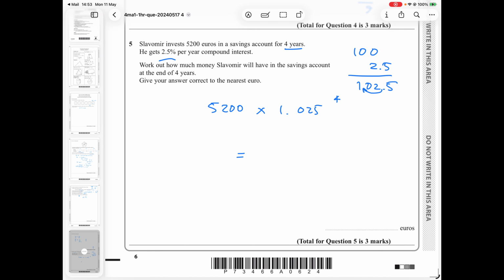I'll tell you what the answer is, and then we'll do what they've asked us to do. And that's the power 4 equals €5,739.83, but we need to do it to the nearest euro, so that makes it 5,740 euros. Right, I'm going to stop doing this now.